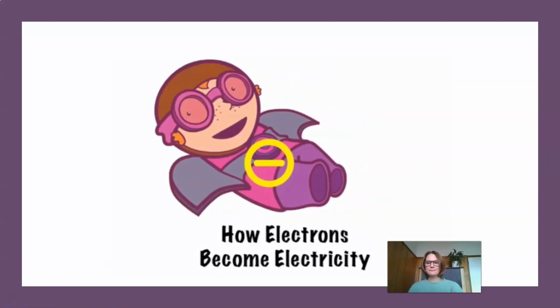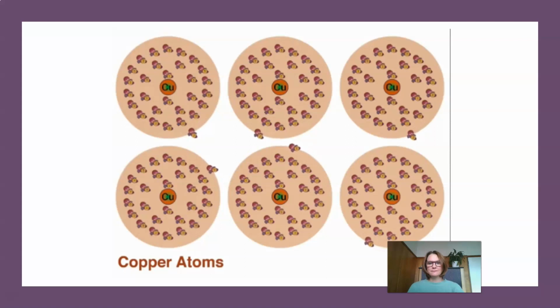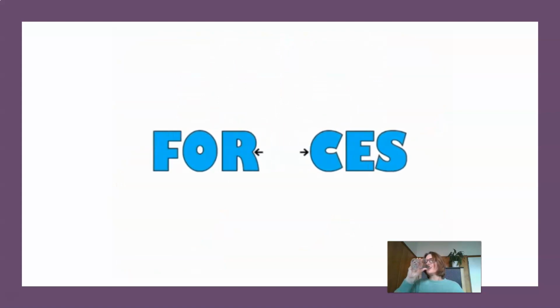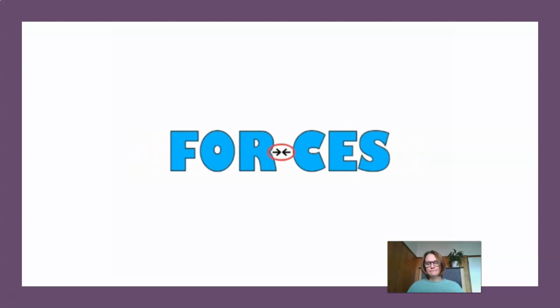How electrons become electricity. Electrons are negatively charged particles in atoms. Electricity is the flow of electrons, and a force is needed to move electrons. First, we need to look at forces. Forces either push objects apart or pull them together. Gravity is a force of attraction that pulls objects together.